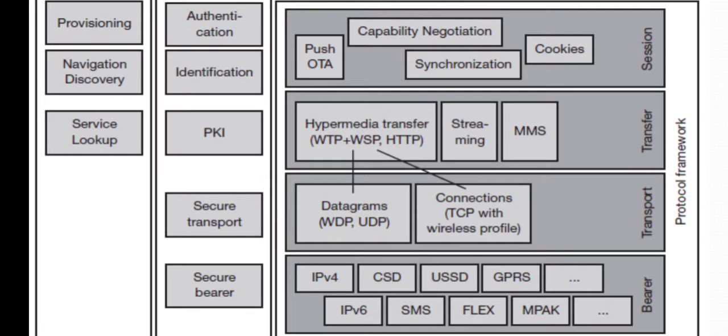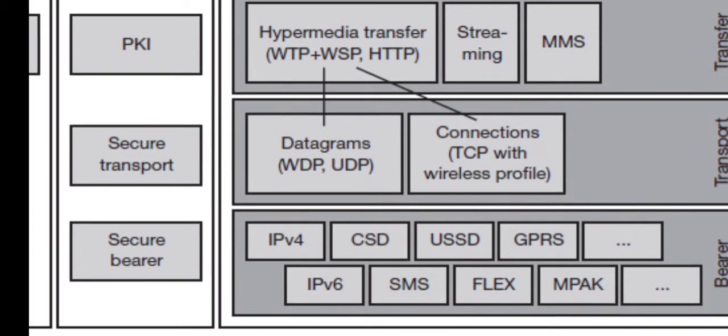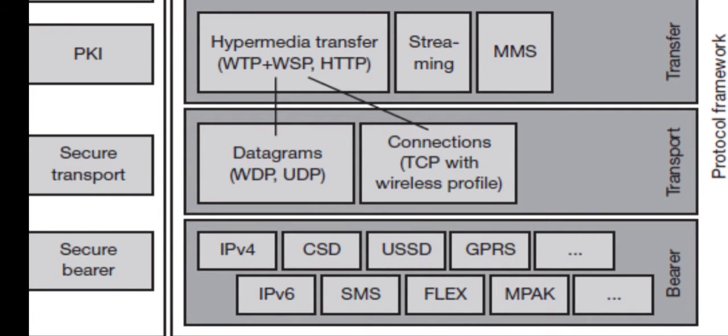So here we have the connection TCP with the wireless profile. This TCP stands for the Transmission Control Protocol. This is a standard which defines how to establish and maintain a network conversation by which the applications can exchange the data. This transport protocol basically tells about the transportation, how it is being transported. Here we have the datagrams, and also we connect using the TCP.